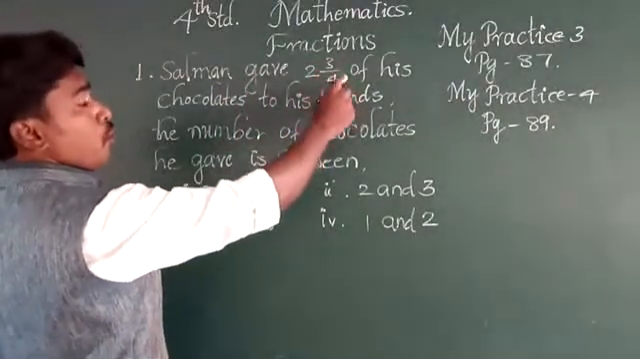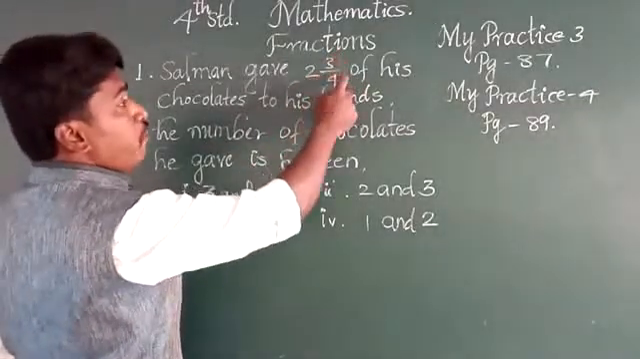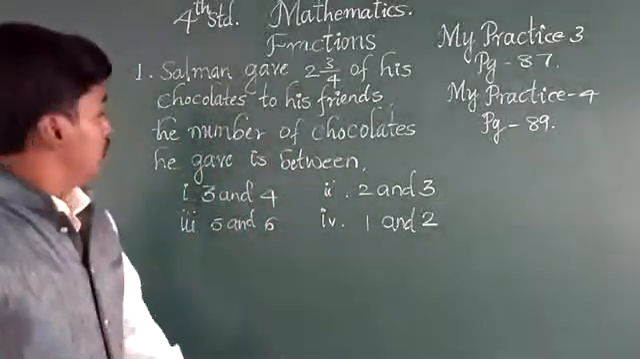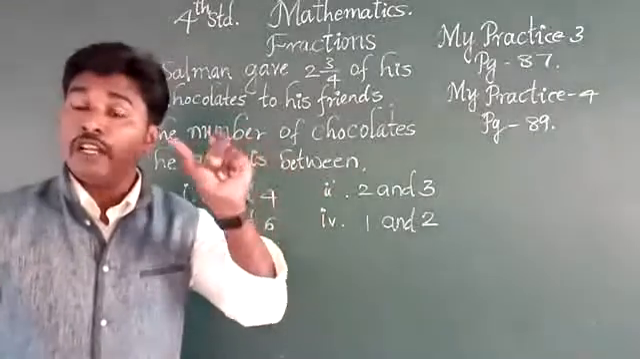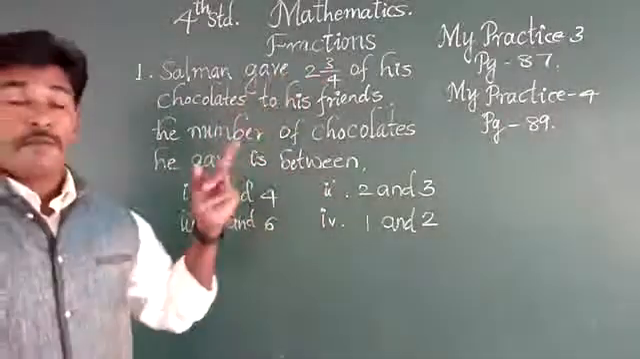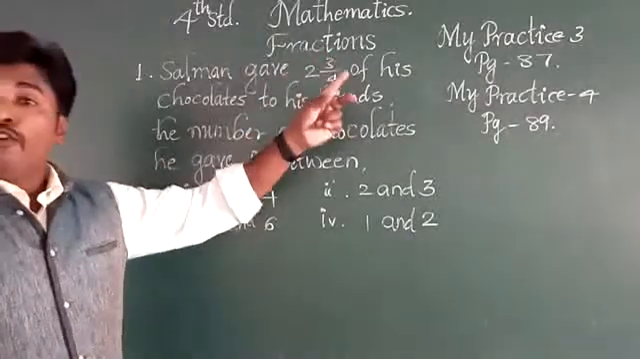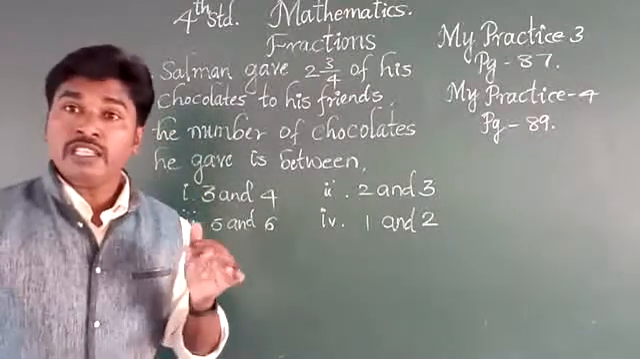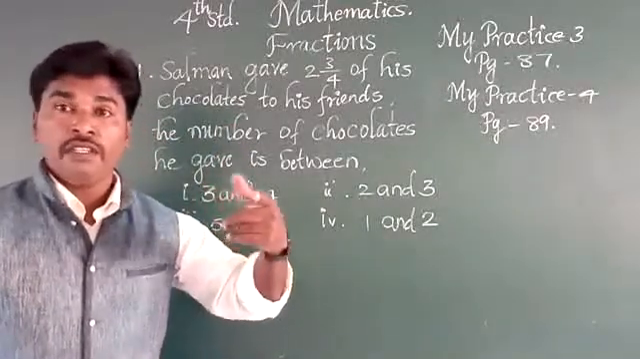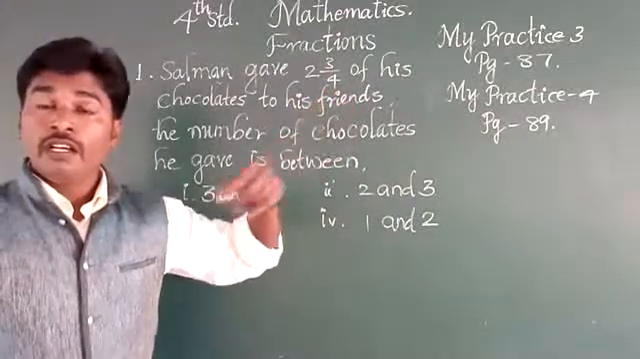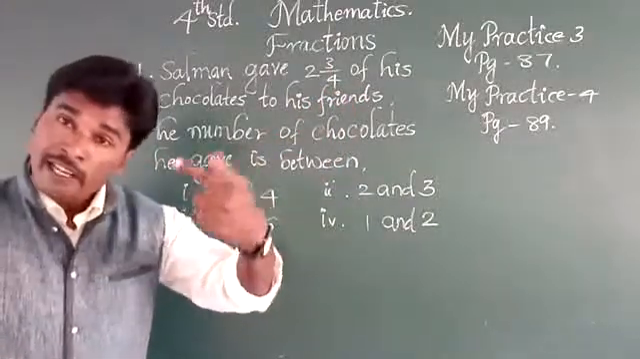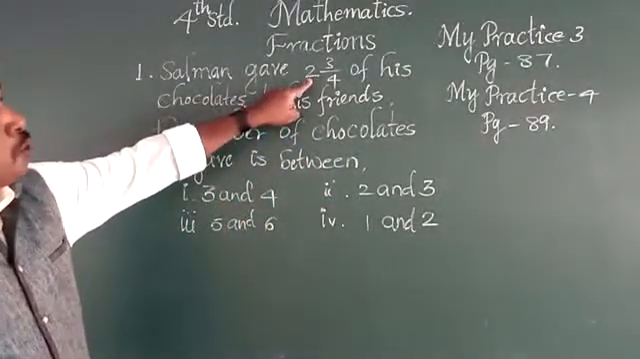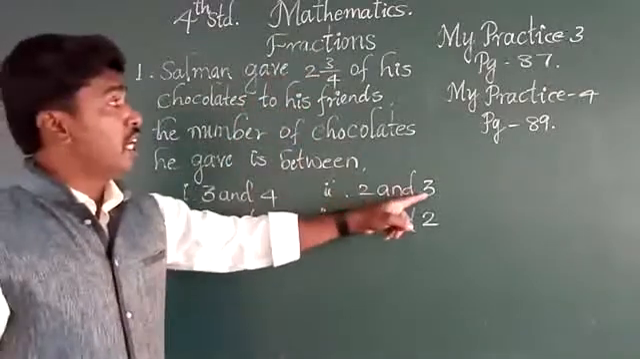Observe here, children. Salman gave 2 into 3 by 4. That means to complete 3/4 of his chocolate to his friends. The number of chocolates he gave is in between which two numbers? 3 by 4 means how much? 1 by 4 is quarter, 1 by 2 is half. So 3 by 4 is greater than half and less than 1 complete. So it is in between 2 and the next number, 3.